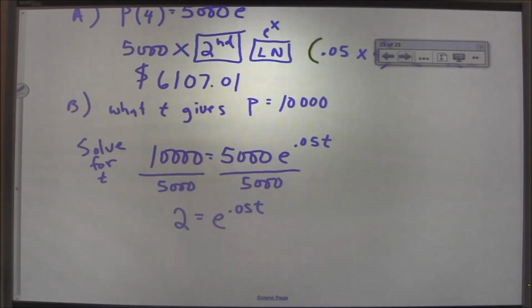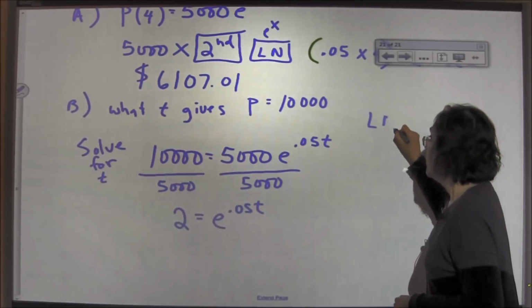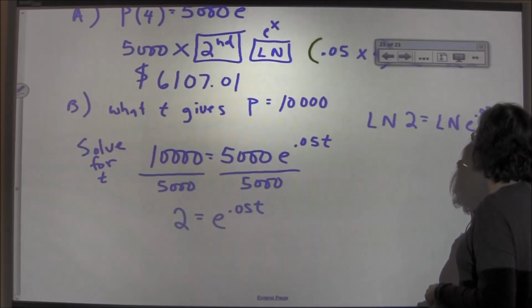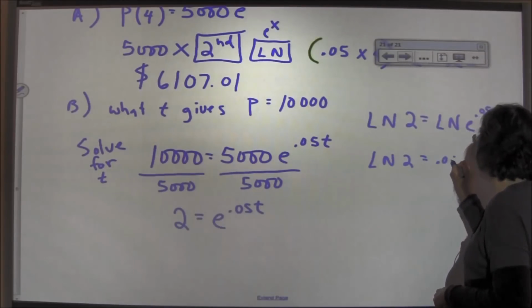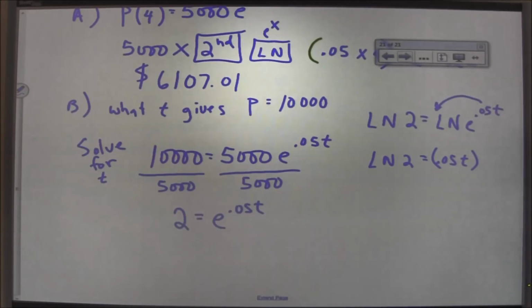Now I want that exponent to come down, so I'm going to take the log of both sides. Let me do it over here. So we get the log of 2 equals the log of e to the 0.05t, which is log 2 equals 0.05t. Power comes down. That's a property of logarithms. Times natural log of e. Natural log of e, I would like to see that in your work, please. It doesn't disappear, okay? The reason it goes away is because it is equal to 1. The natural log of e is equal to 1.